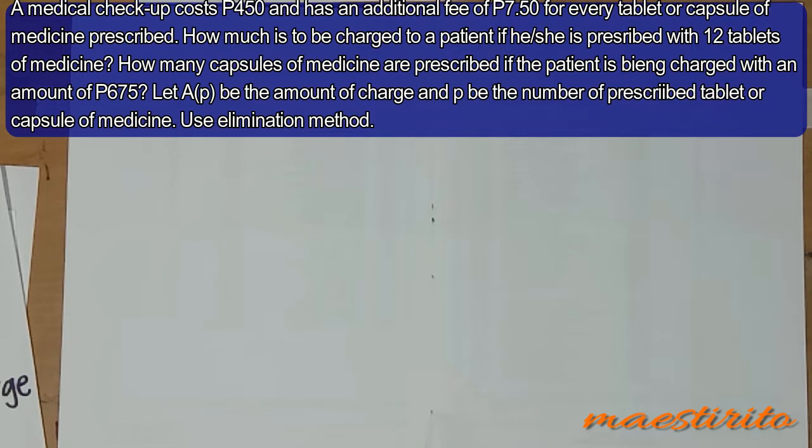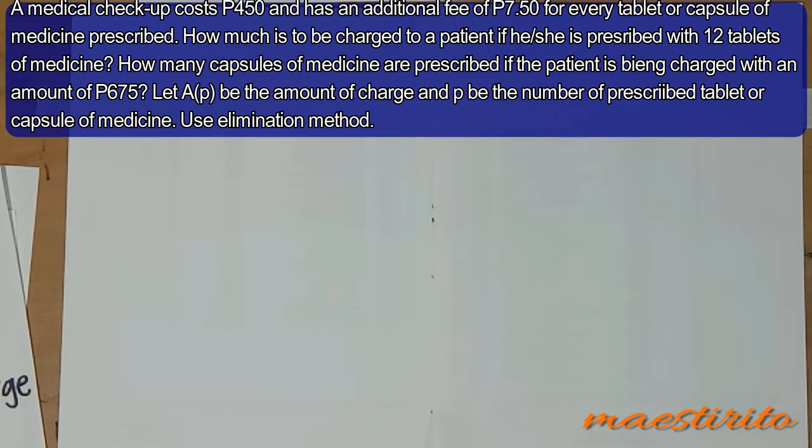And in this problem, we have follow-up questions. The first one, how much is to be charged to a patient if he or she is prescribed with 12 tablets of medicine? And the second one, how many capsules of medicine will be prescribed if the patient is charged with an amount of 675 pesos?